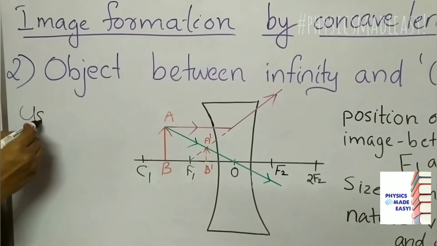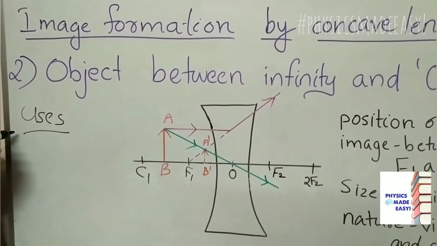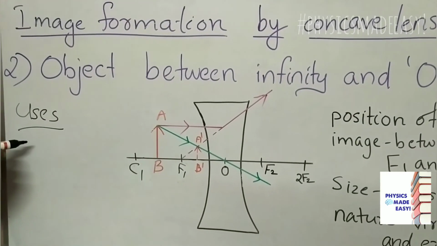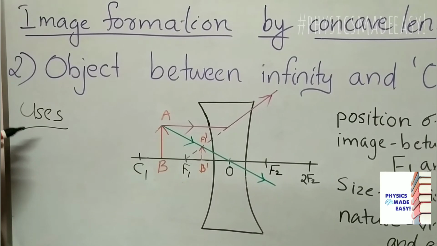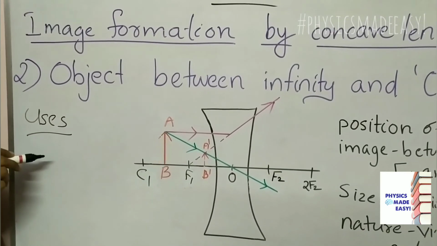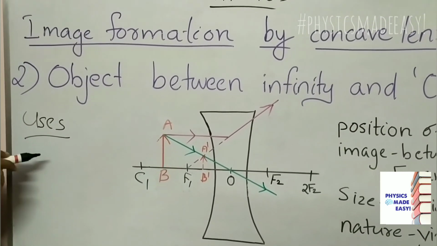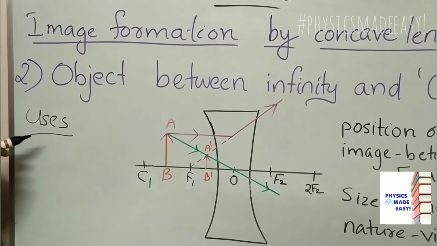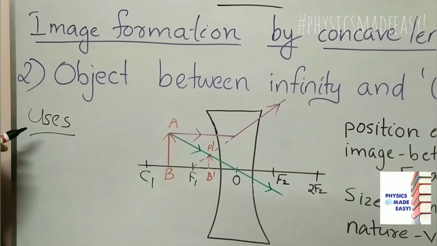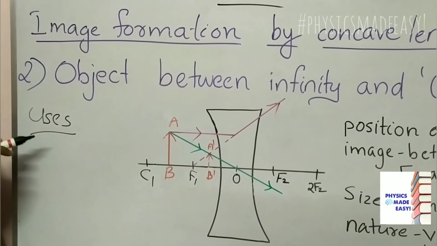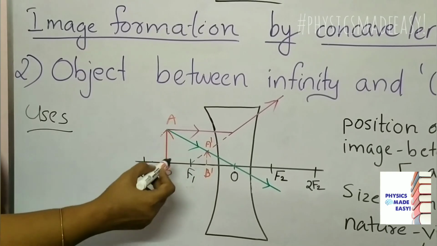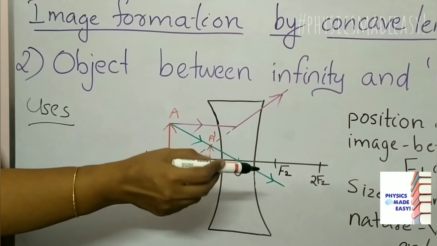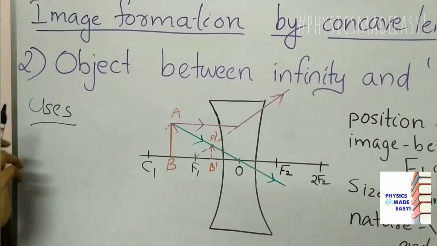Then, uses of these concave lenses. These concave lenses we use in spectacles for correcting short sight. Short sight means an eye defect; for correcting that we can use this concave lens. Then there is another use also. These lenses we use in the spy hole in doors. There also you can see the concave lens. In that case, if a person is standing there, you can see the diminished, virtual and erect image of that person through the spy hole.